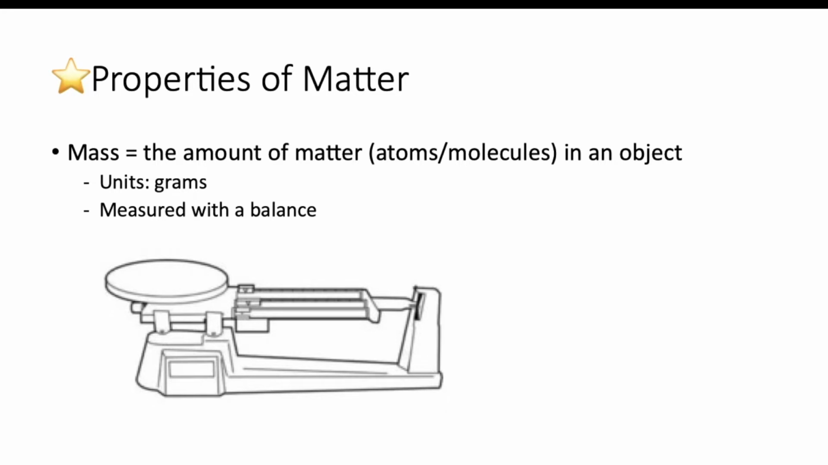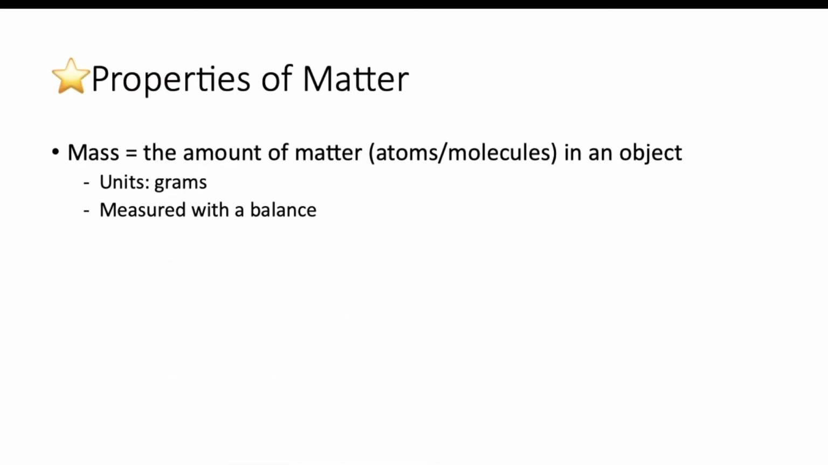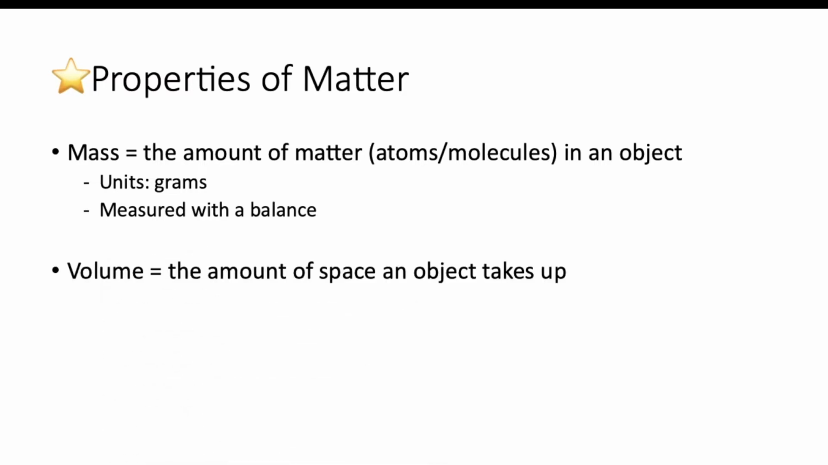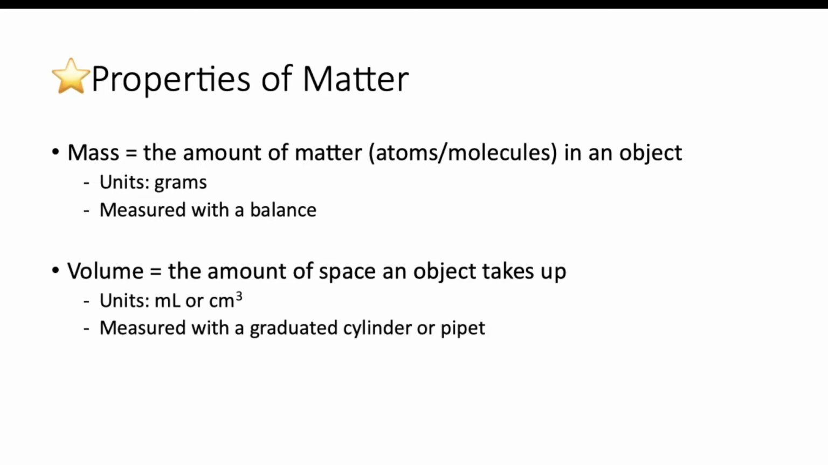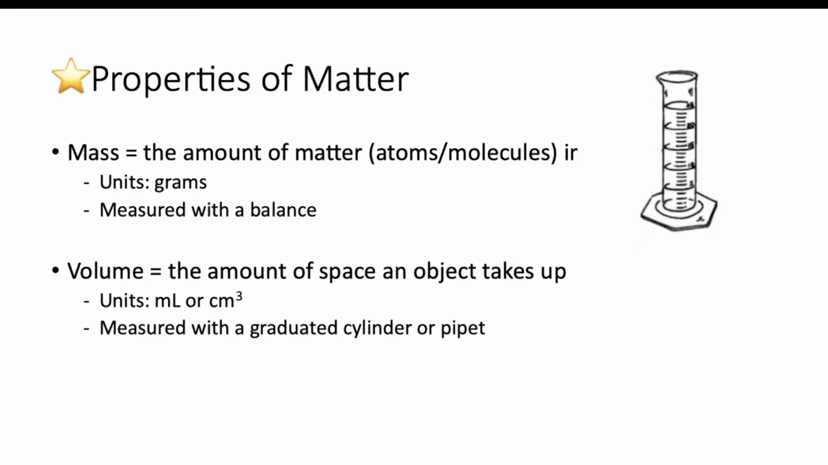The other most basic property of matter is volume. And volume is simply the amount of space that an object takes up. The units we use for volume are going to be milliliters or cubic centimeters, depending on the application. And volume is measured with a graduated cylinder or with a pipette, never a beaker.